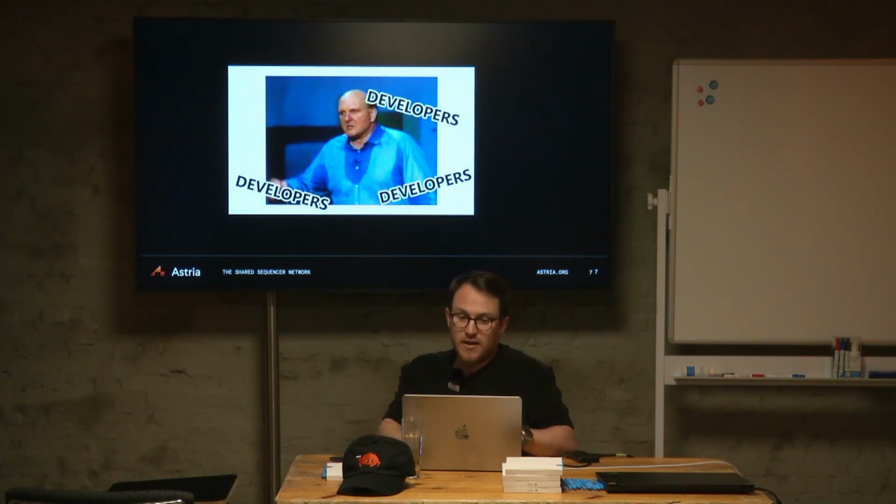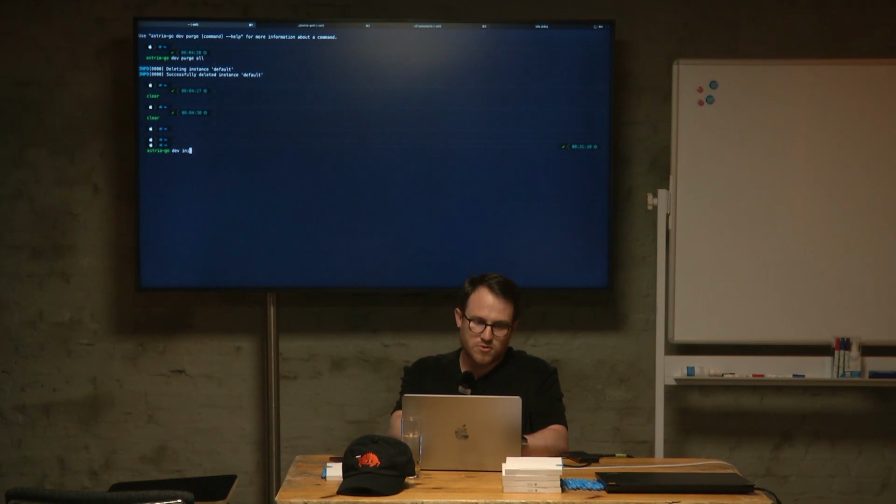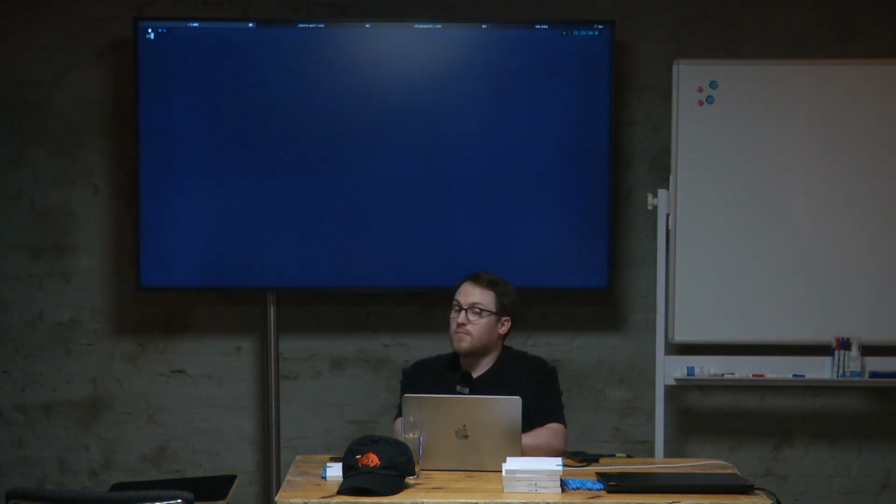I'm going to go ahead and exit out of the slideshow view here real quick so that we can look over some stuff. We've built this. Let me make this font bigger, and then we'll just clear here. All right. So we have built the Astria Go CLI.